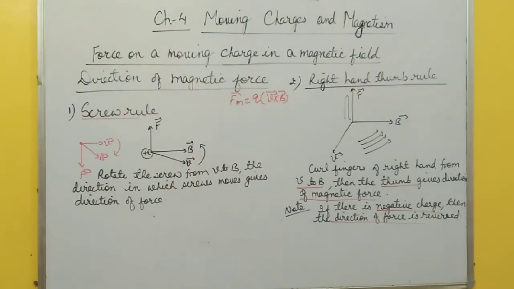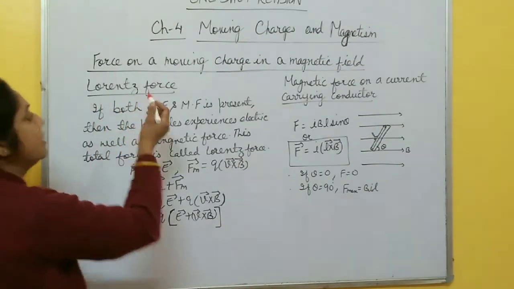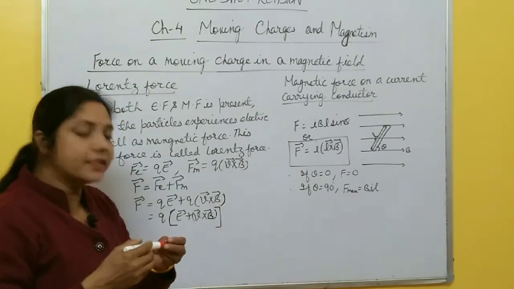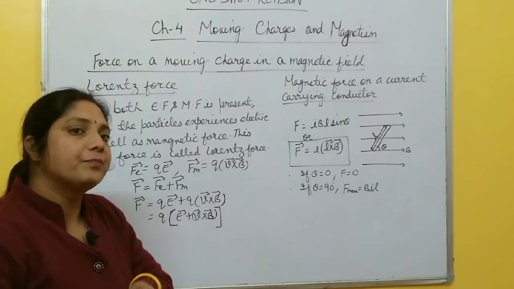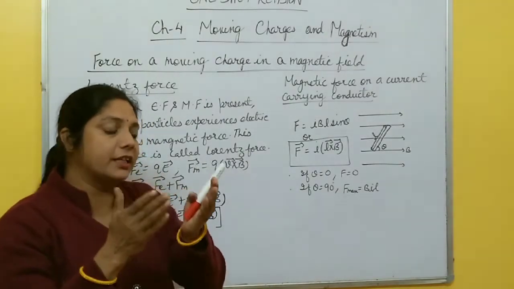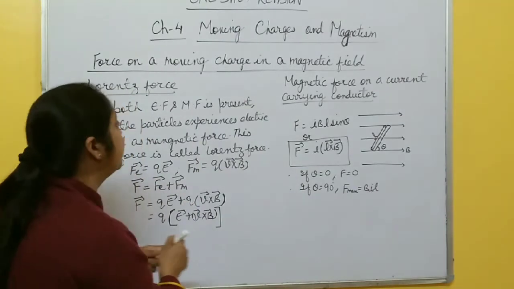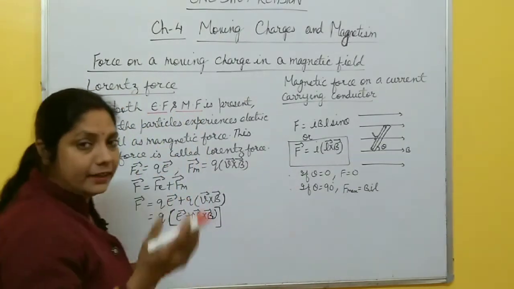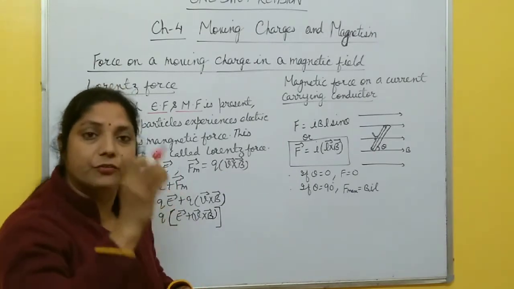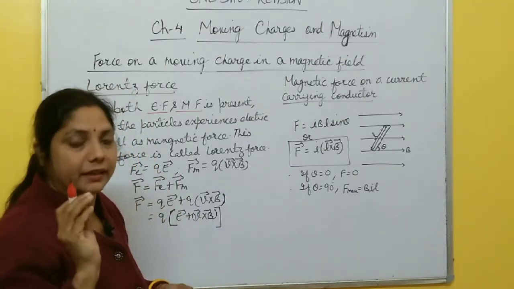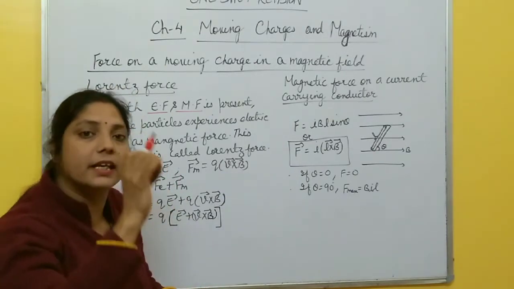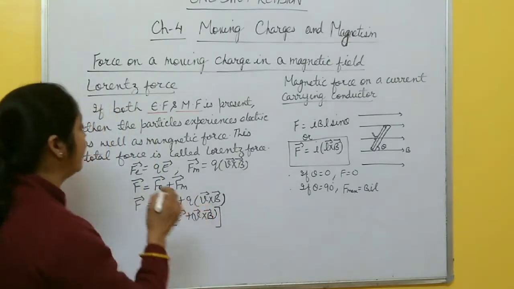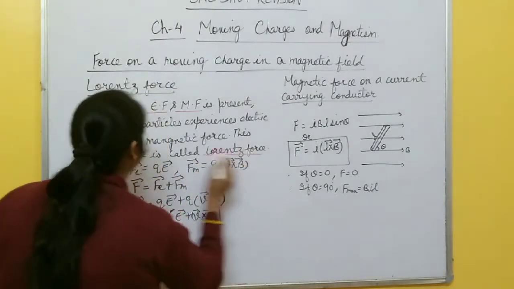So please take a screenshot. After this, we'll discuss Lorentz force. Now, next one is Lorentz force. What is this Lorentz force? Suppose any moving charge enters a region where both electric and magnetic fields are present. Then that charge experiences an electric force as well as a magnetic force. And the sum of this electric and magnetic force is called the Lorentz force, the total force.